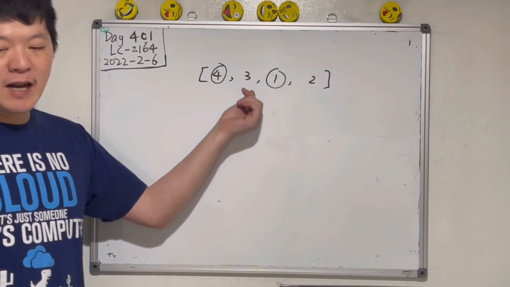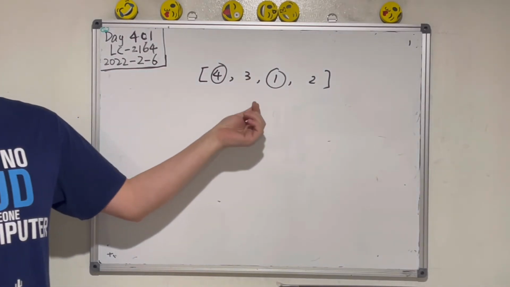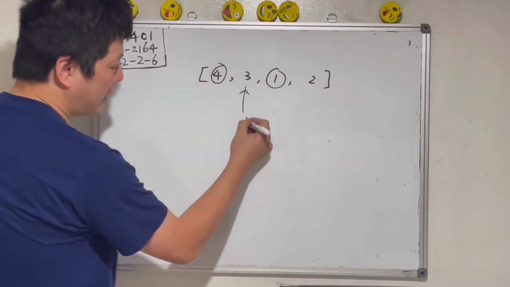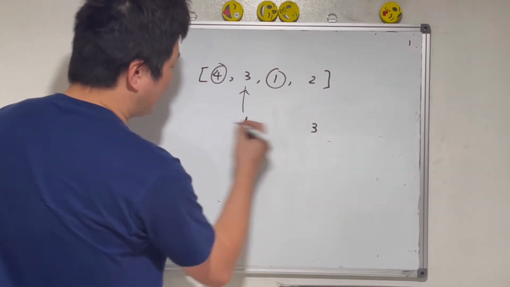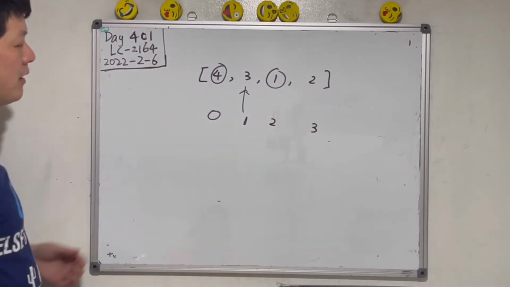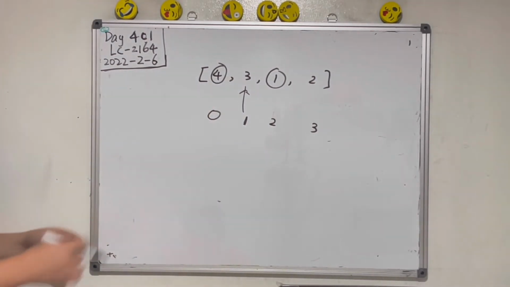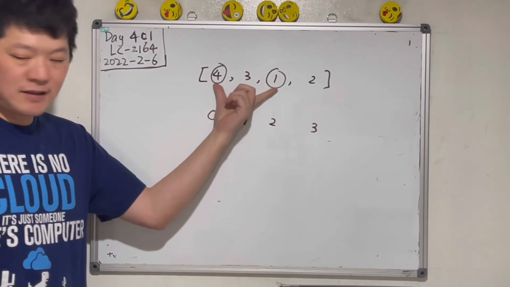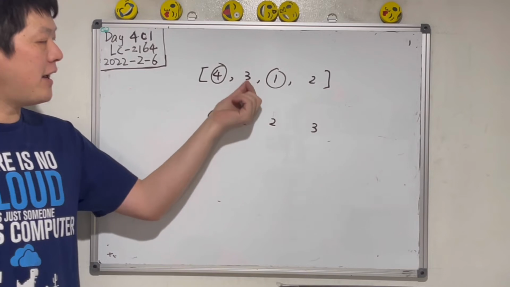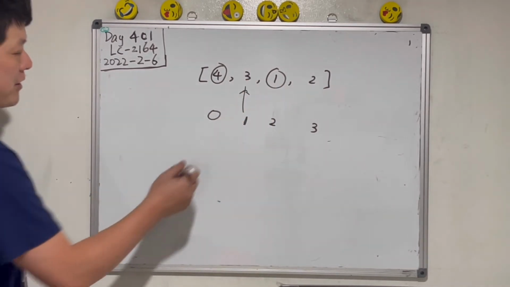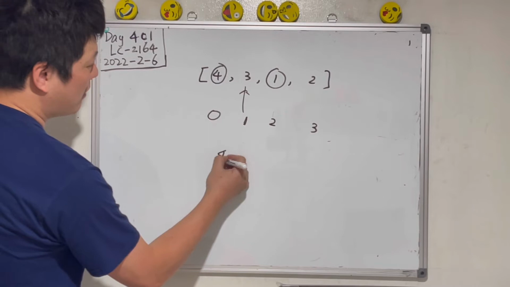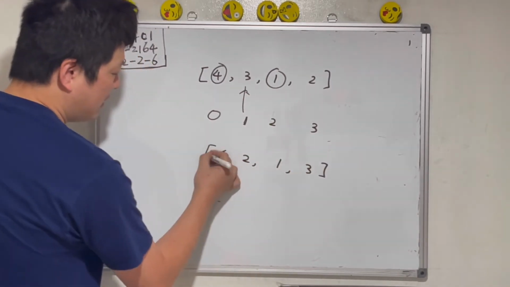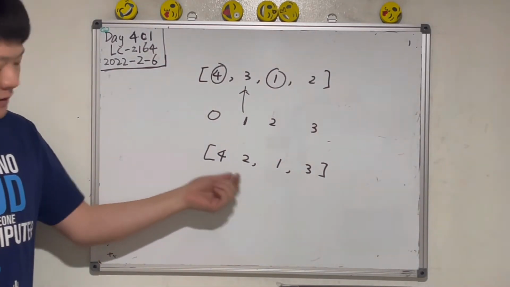And the numbers that start at the odd index. The second number is actually index 1, so this is an odd index: 0, 1, 2, 3. We sort the numbers that start at the even index increasing and the odd index decreasing. So eventually the array will become 4, 2, 1, 3. Does that make sense?